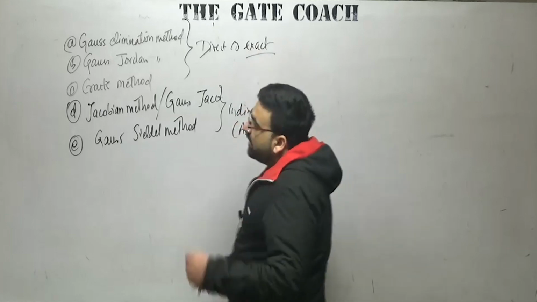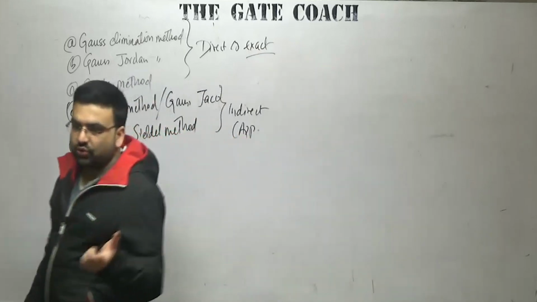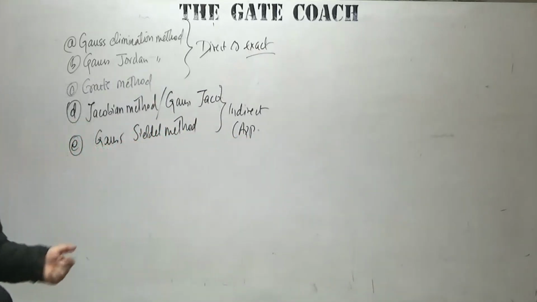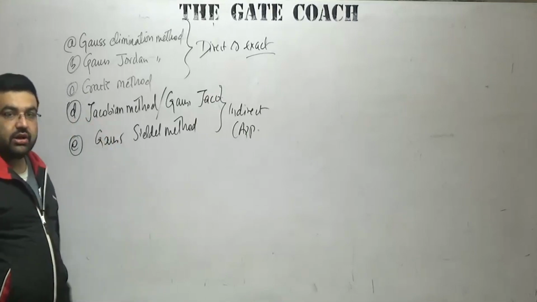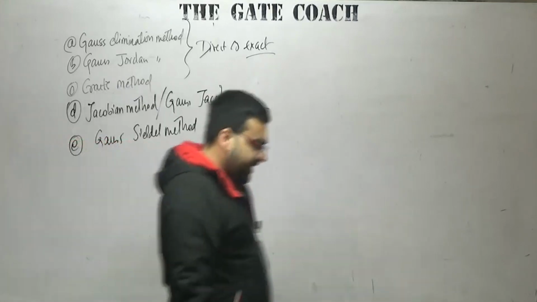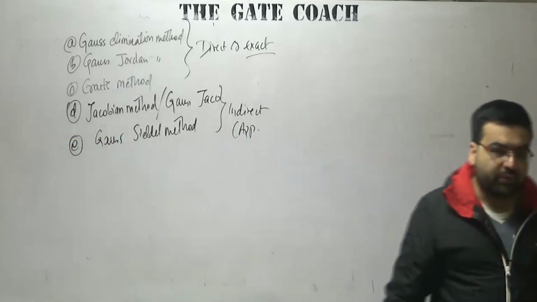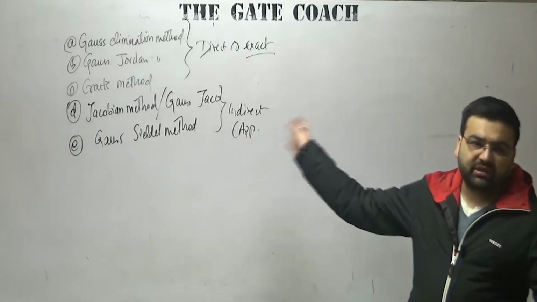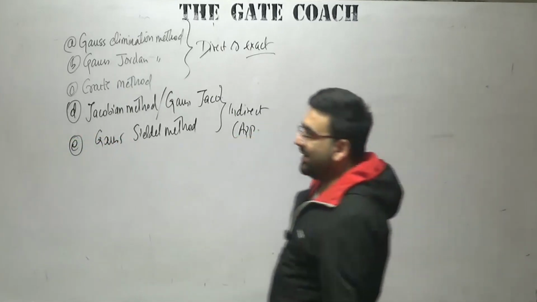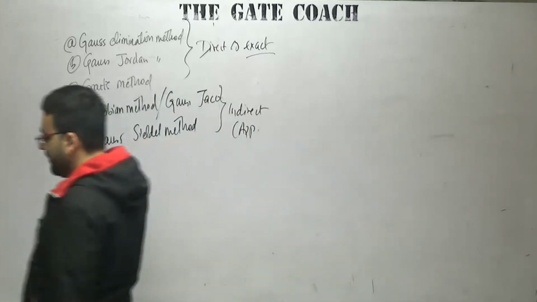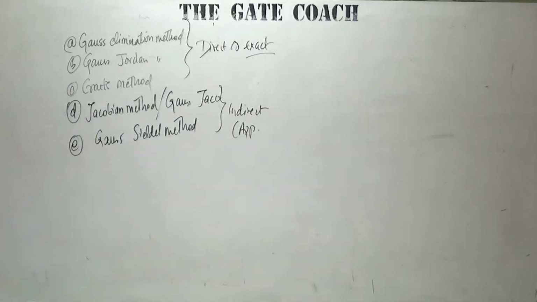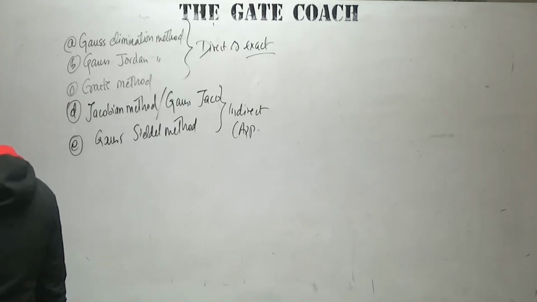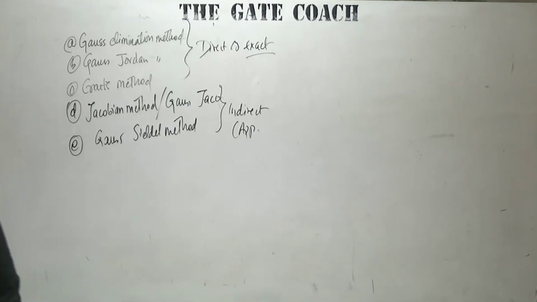Because you are getting some exact value, x equal to 2, y equal to something. But here, with the help of these two methods, you are getting some approximate value of x, y and z. X equal to 2.785123 something, right? So you are not getting an exact value, exact root. You are getting some approximate root. That is why these are called the indirect methods or the approximate methods.